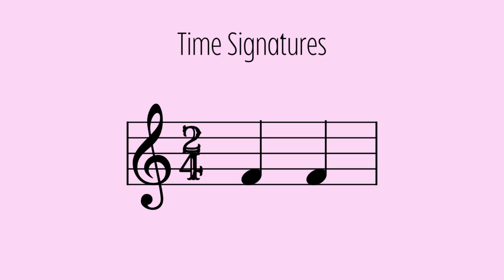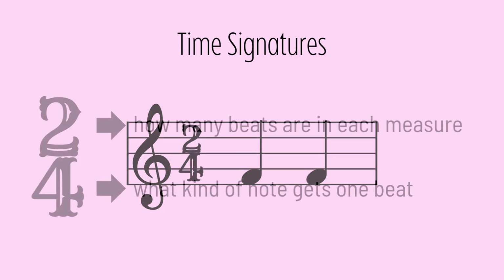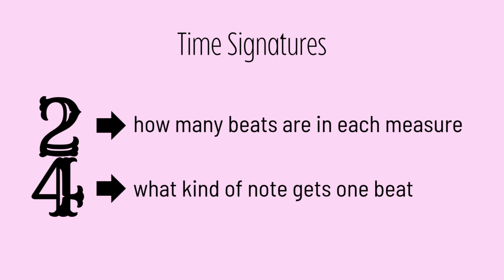Now that we know some basic note and rest values, we can talk about time signatures. A time signature appears at the beginning of a piece of music. It tells us how the beats are grouped into measures. The time signature tells us 2 things. The top number tells us how many beats are in each measure. The bottom number tells us what kind of note gets 1 beat. In this lesson, the bottom number is always 4. That means the quarter note gets 1 beat.